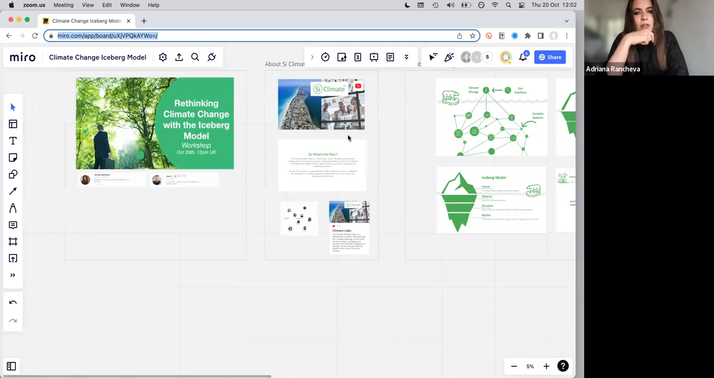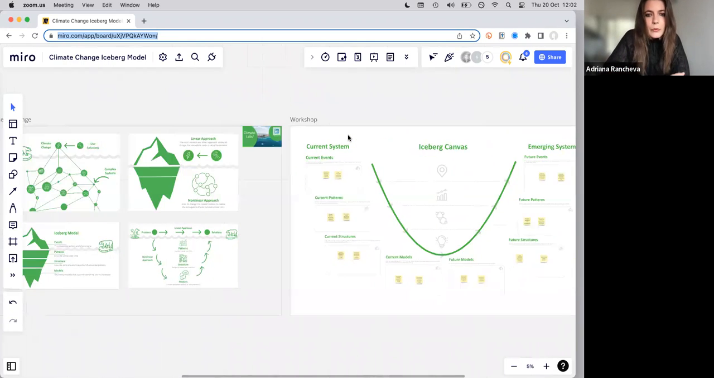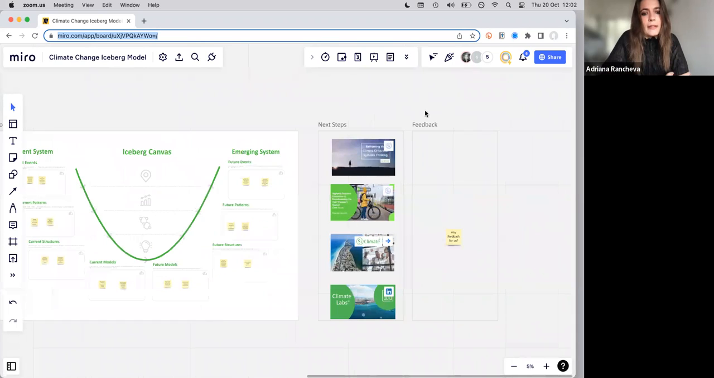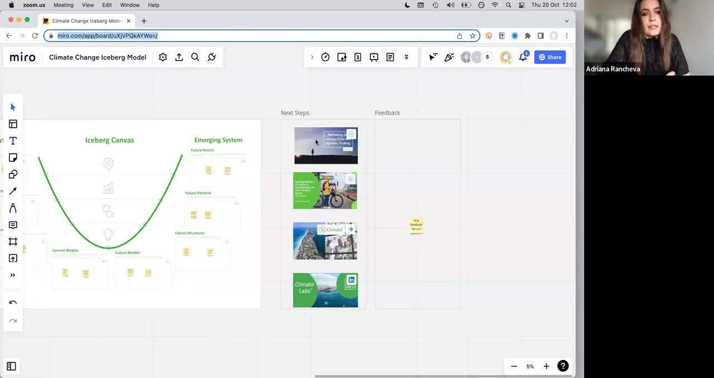And then my colleague Jos will facilitate the workshop part in which we will explore how the Iceberg model could be applied in the context of climate change. And finally, we will share information about how we plan to disseminate and use the result of this exercise. We will share details about our next activities and next events, and you will also be able to provide feedback and ideas about this event and future events.